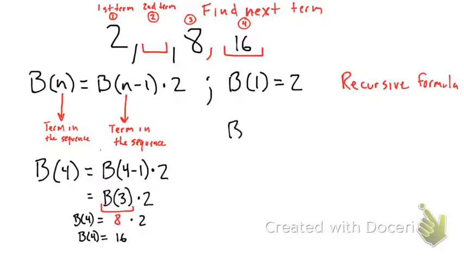Okay? So let's try that. We need to find the second term. So I'm plugging in 2 for n, and then I'm going to plug in 2 for n here. So that equals the function b of 2 minus 1 times 2. Okay? And now, if I do this math correctly, I should get the second term. So let's do it. 2 minus 1 is 1.